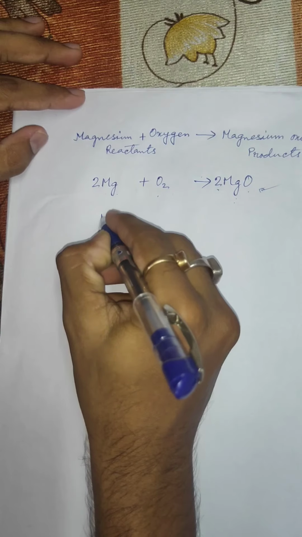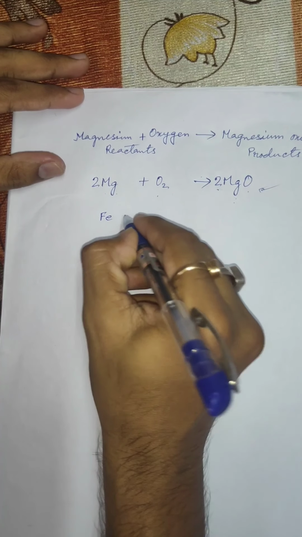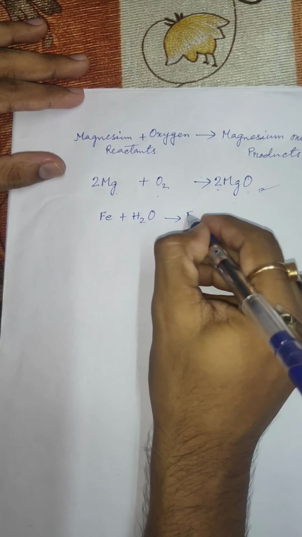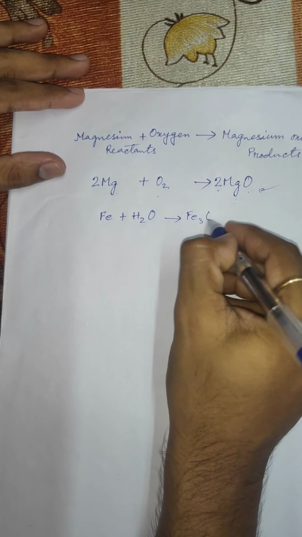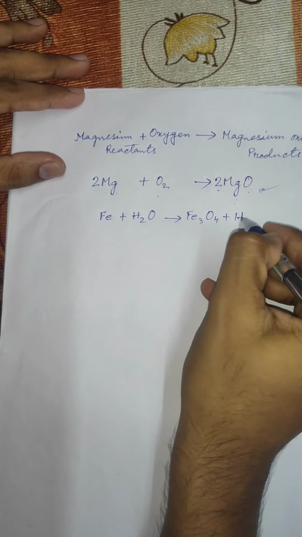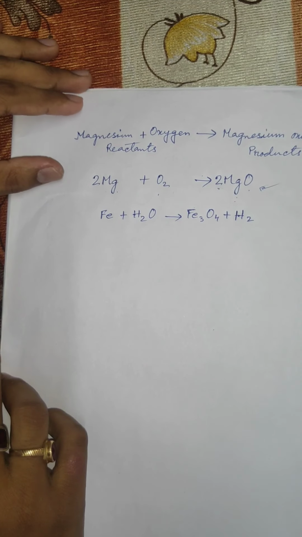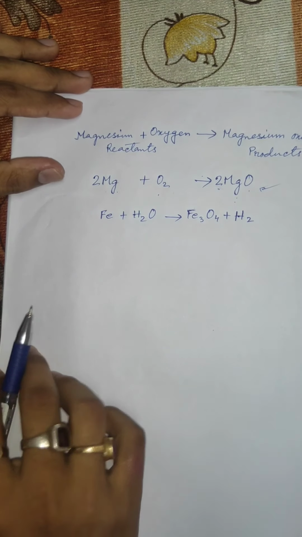Let me show another example. Fe plus H2O equal to Fe3O4 plus H2. See, this is also a skeletal chemical equation. So we need to balance it.